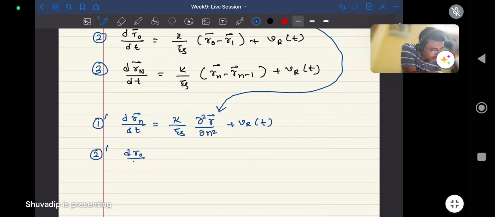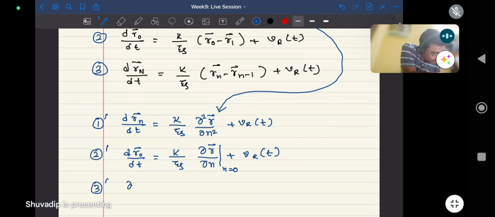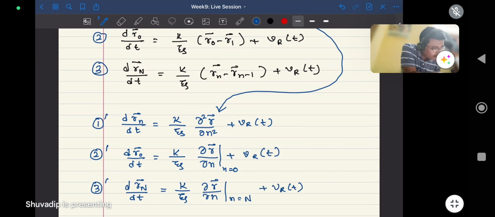dr_0/dt equals k by xi times the partial derivative of r with respect to n at n equal to 0, plus V of r, t, and 3 prime will be dr_N/dt equals minus k by xi times del r del n at n equal to capital N, plus V of r, t. So these are the equations.